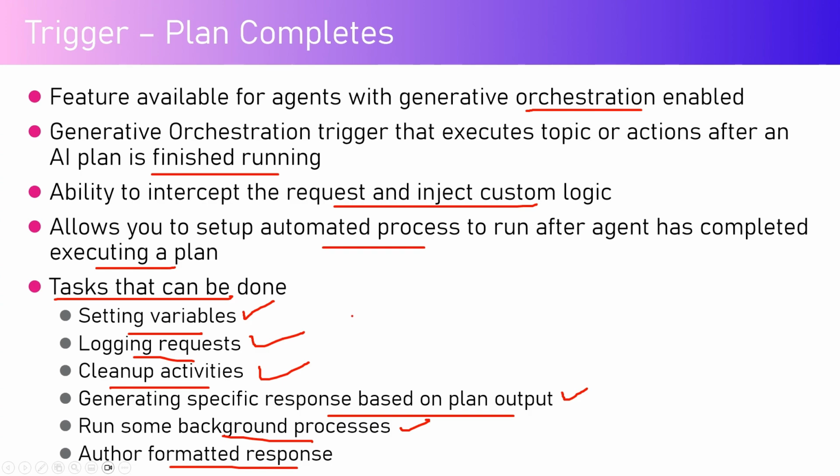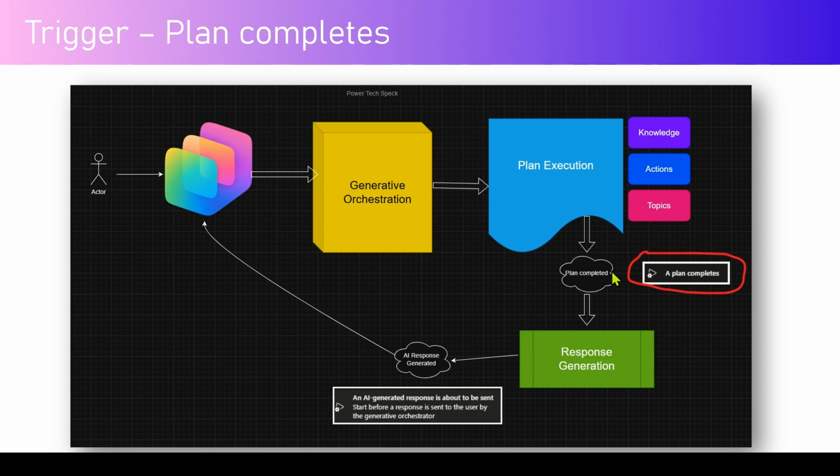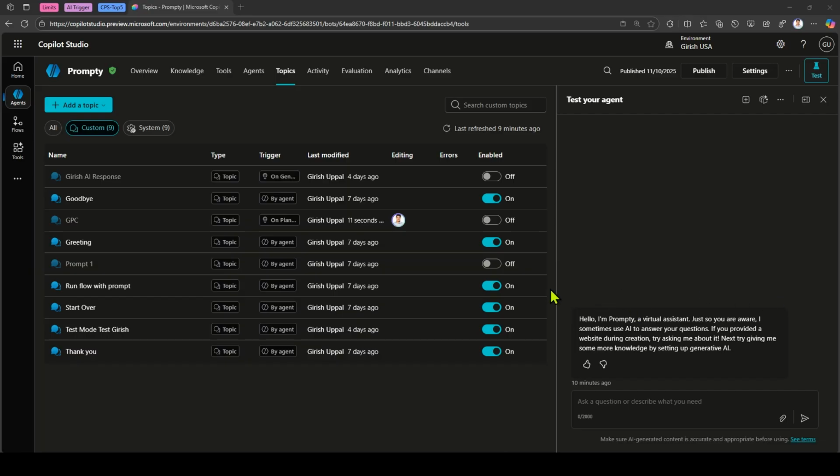Now, as you see within the diagrams which I showed you, this is the part. So when the plan has been executed and before the response is generated, you have an ability to intercept that with a plan completes action trigger. So let's jump into Copilot Studio and let me show you how you can do that.